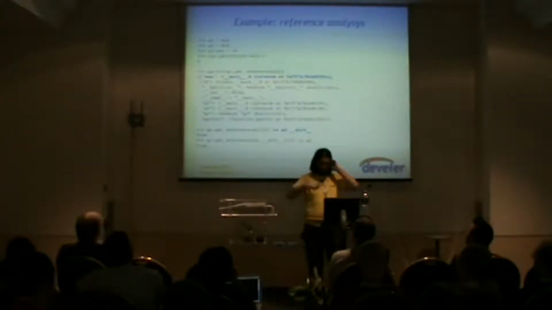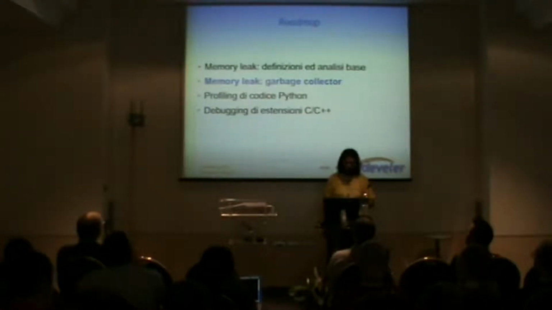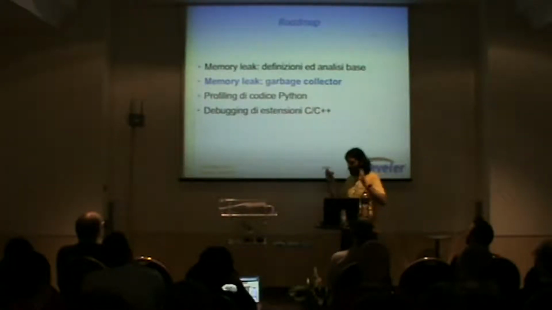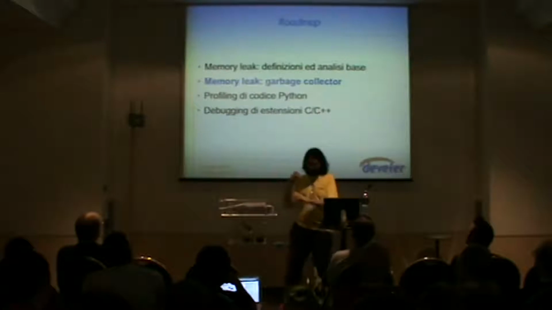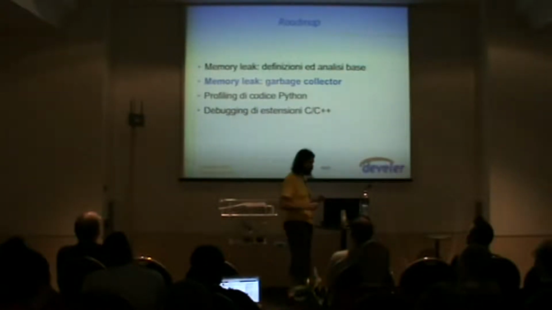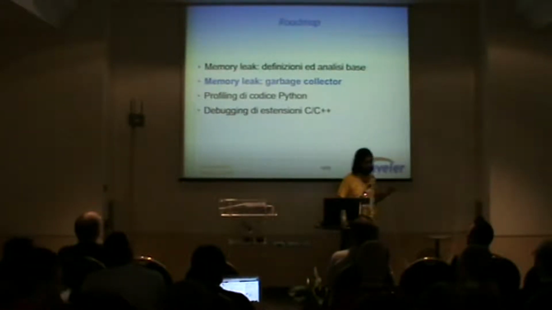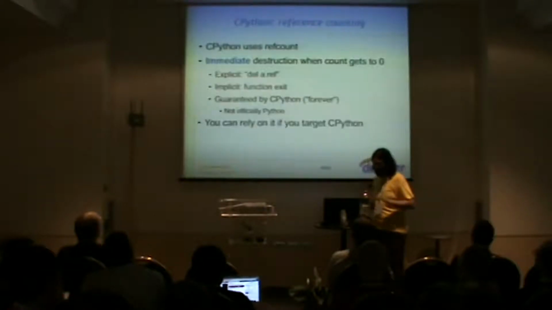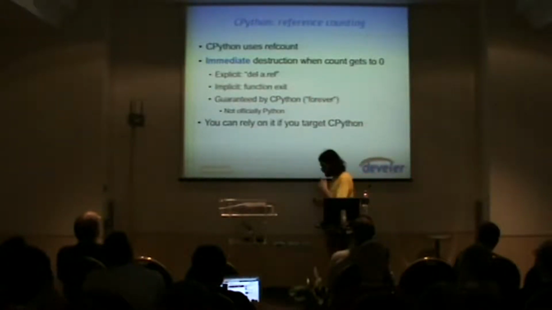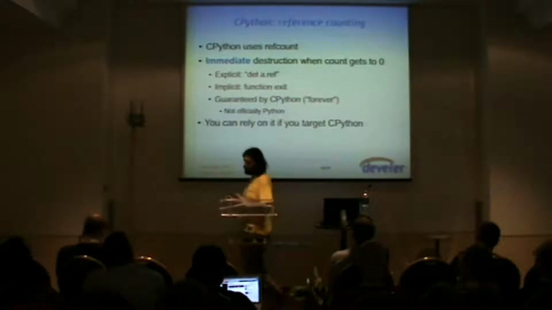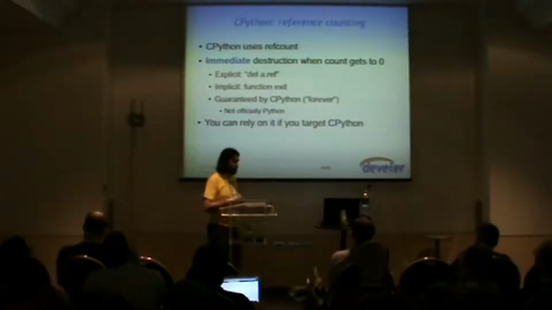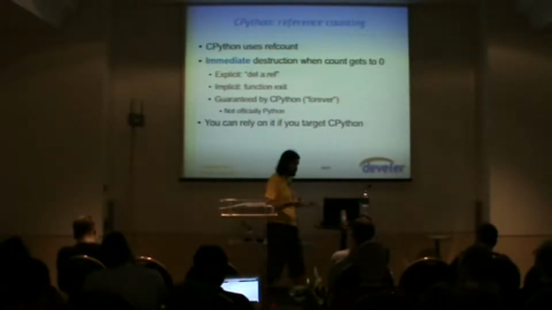So it's two jumps. Okay, so this was just an introduction to see how references work in CPython. And then we see how we should go about collecting all this stuff. So CPython uses reference counting. This is probably something all Python programmers are aware of.